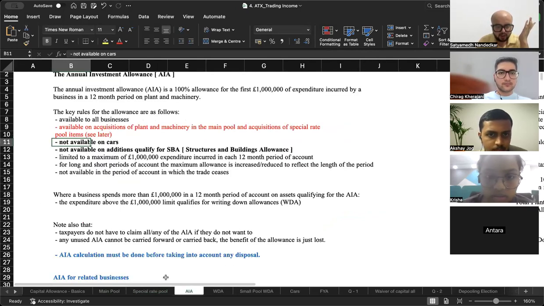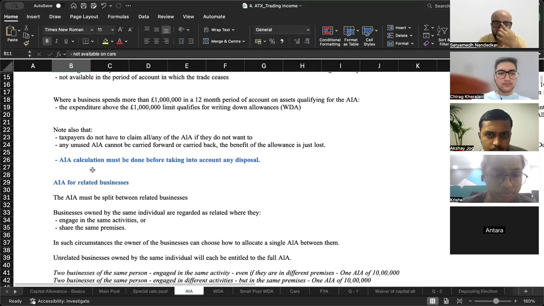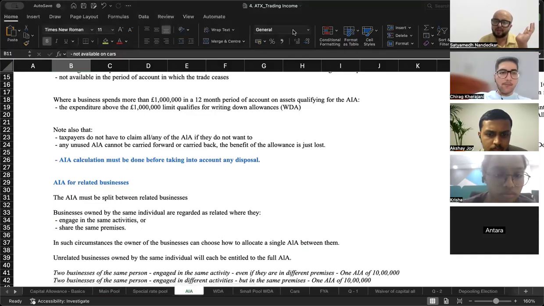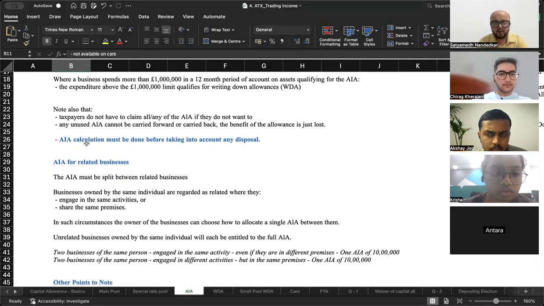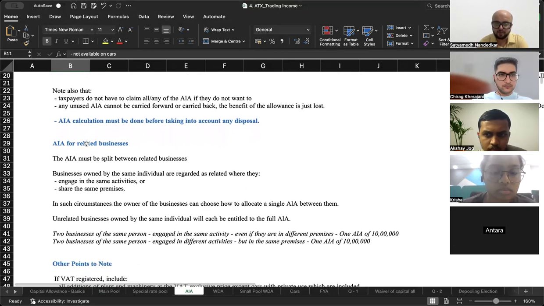Okay. Now, in case of AIA, taxpayers do not have to claim any or all of the AIA. If they don't want to claim AIA, it's okay. It's not compulsory to claim AIA. It is optional. If you want to claim, you claim. If you don't want to claim, you can be without that as well. Now, AIA calculation must be done before taking into account any disposal.